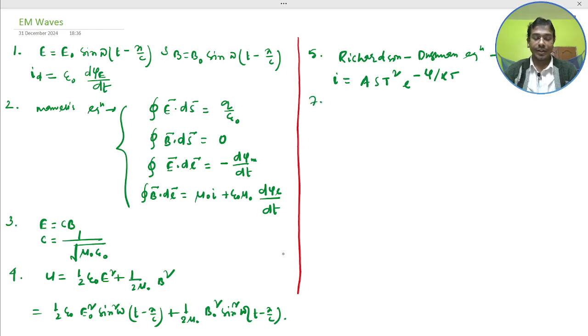Next, intensity of electromagnetic waves: I equal to half epsilon naught E square C.